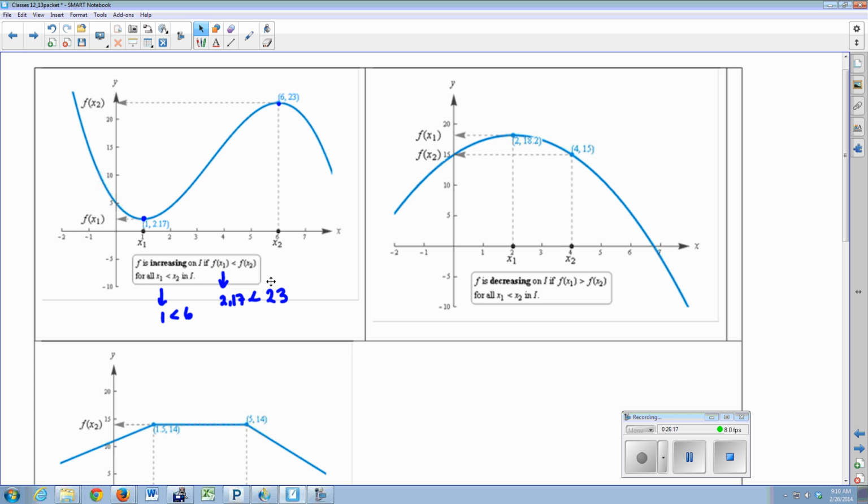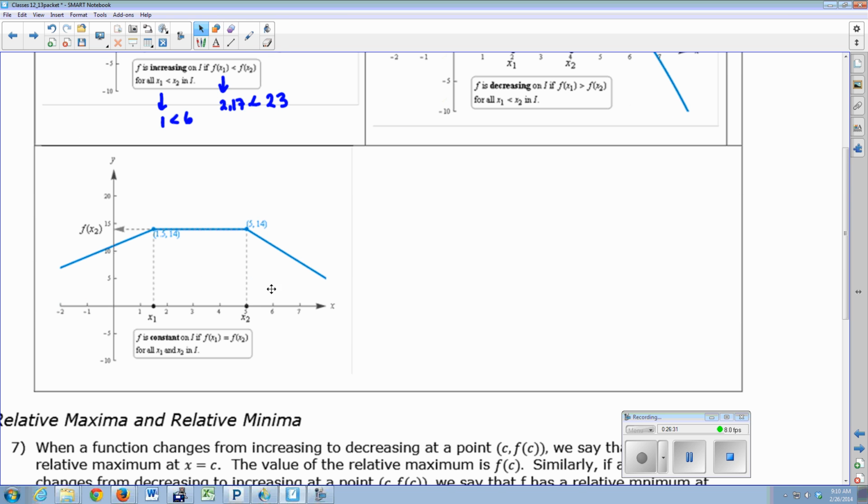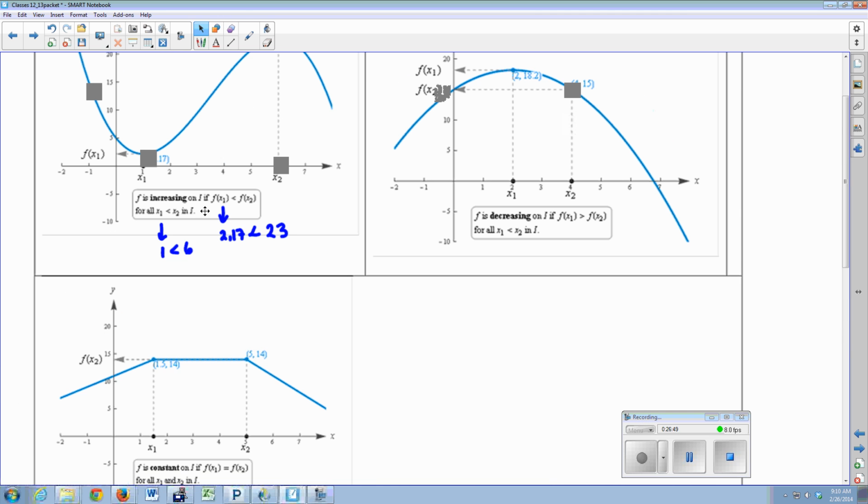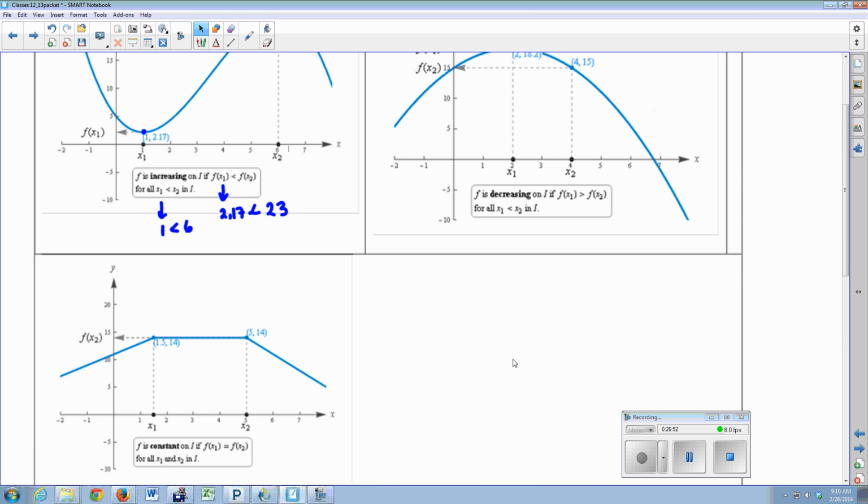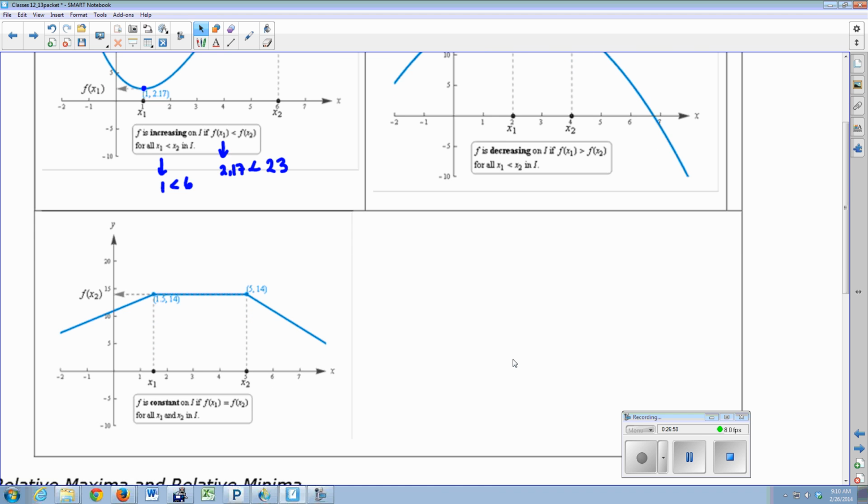To reverse it, notice here, x1 is less than x2, but its output value is higher than the output value for x2. So my graph in between on that interval must be decreasing. And similarly here, x1 is less than x2, but all of my output values on that interval do not change at all. That's the formal definition of when a function is constant. This is all from your book, and it's more formal than we really need to be. But that's how they define in mathematics when something is increasing, decreasing, or constant.